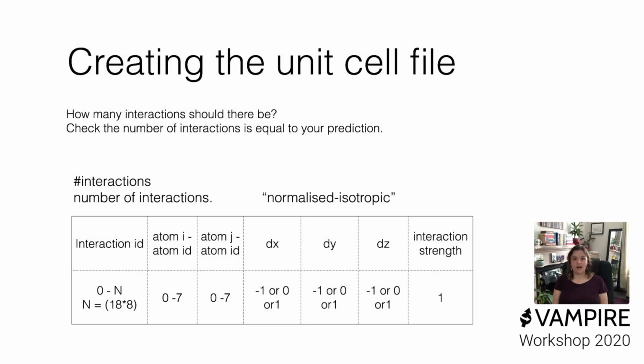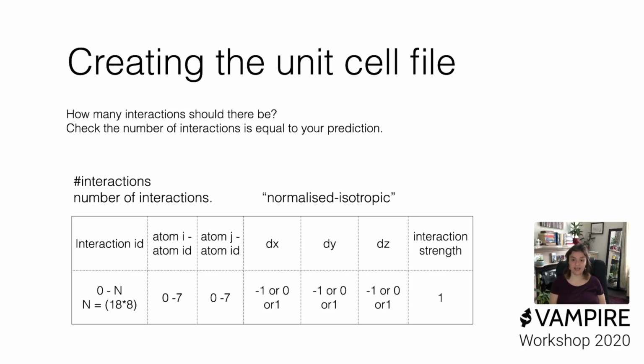Okay, so this is what our unit cell file looks like for the interaction list. So we have an interaction ID, so we know that each of our 8 unit cell atoms is going to have 18 interactions, 6 nearest neighbour and 12 next nearest neighbour. And the next column is the atom IDs, so that's atom ID I and atom ID J. So I is always in our initial unit cell, and J is any atom it interacts with from any other of the 27 unit cells that we've created. So these always go from 0 to 7.